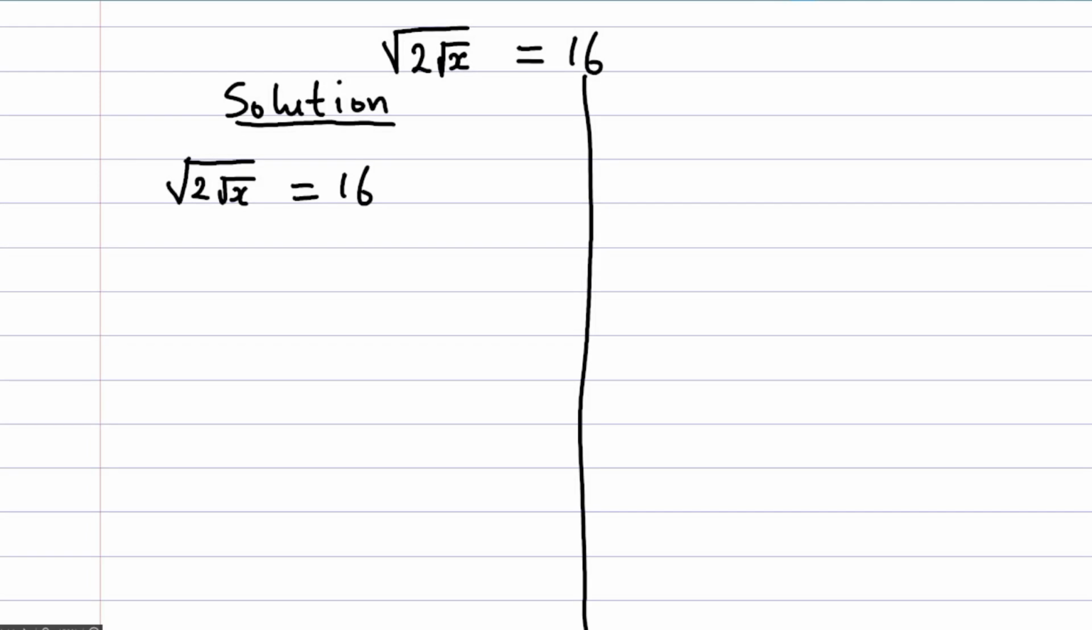Let us quickly solve this problem. We are given that the square root of 2 times the square root of x is equal to 16. Then we should find the value of x.